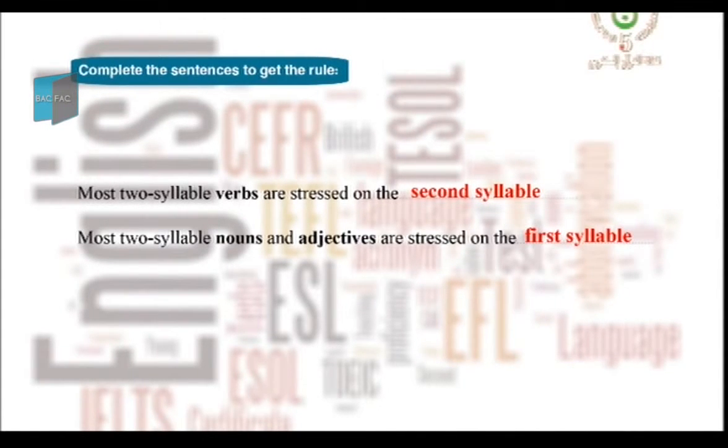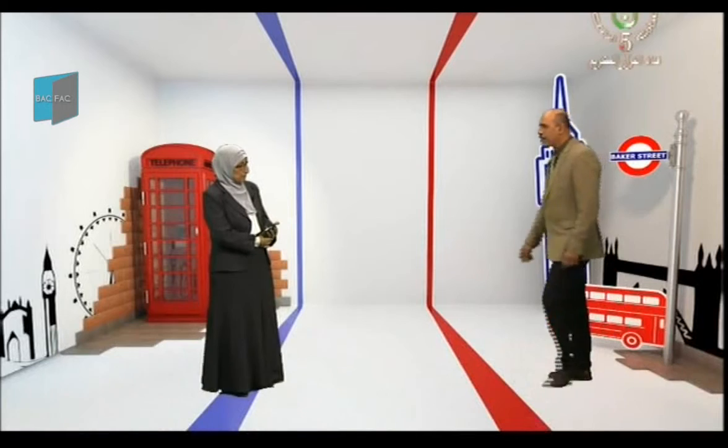Any advice to the pupils, Mr. Dahmas? Yes, Mrs. Ben Khalil. You have certainly noticed that when giving the rule, Mrs. Ben Khalil insisted on the word most and not all. This means that there are exceptions. If we take the first rule, two-syllable verbs.